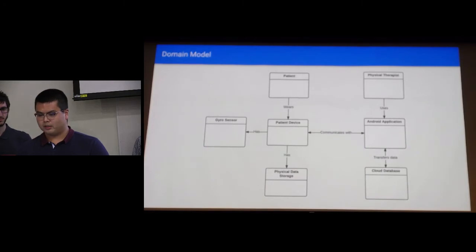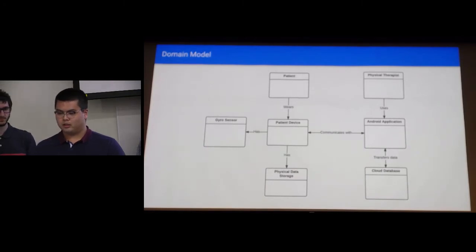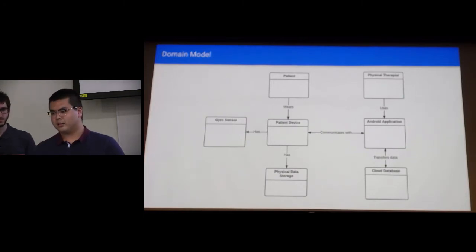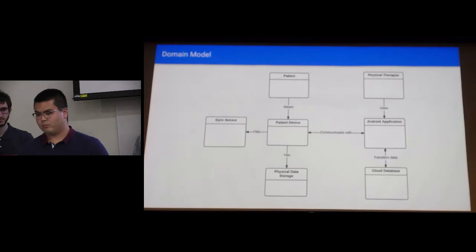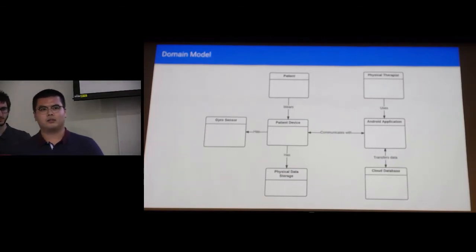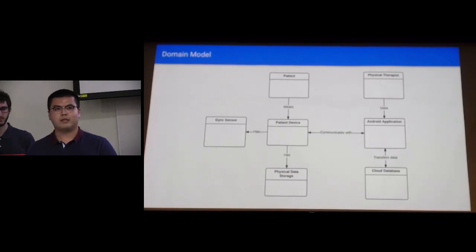But in normal operation, the patient device would return the gyroscope data to the Android phone, and the Android phone would display the data and provide visual aid to the physical therapist to analyze the patient's posture, and the Android phone would also aggregate that health information to a cloud database for persistent storage.